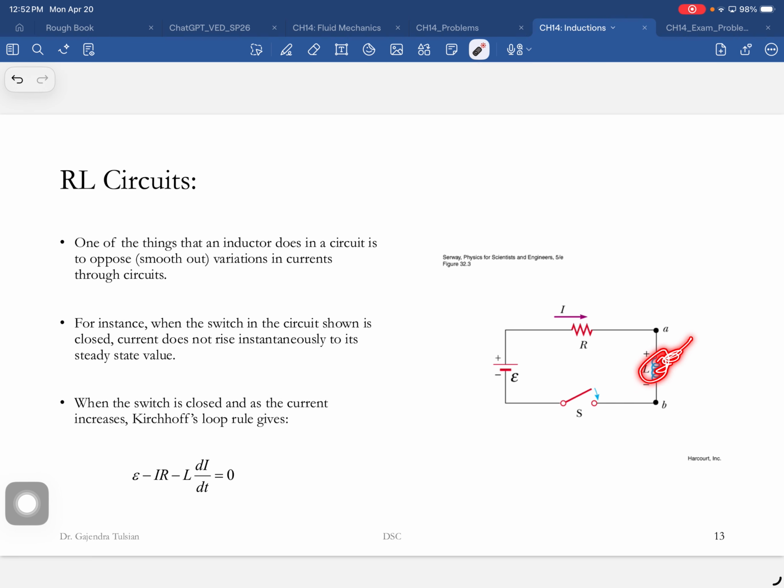So this is a very important piece of equipment. One of the things that an inductor does in a circuit is to oppose variations in currents through the circuit. So if you place this in an AC circuit, the higher the frequency of the AC circuit, the greater its resistance will be. And we'll study that in the next chapter.